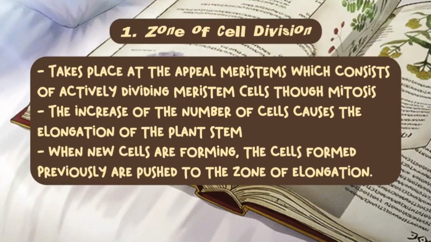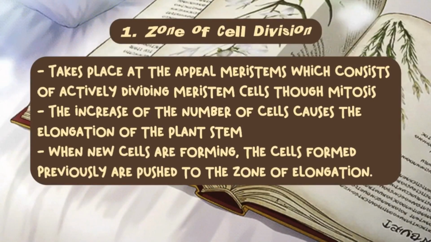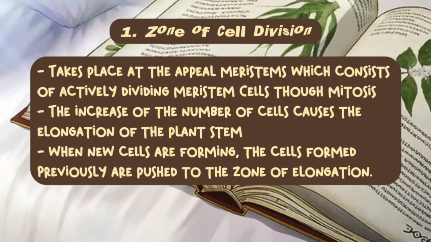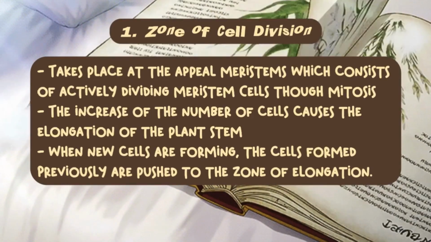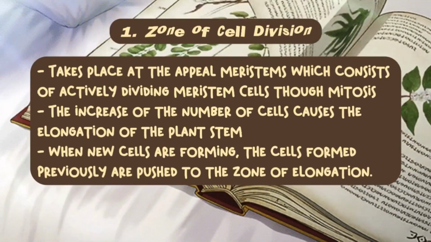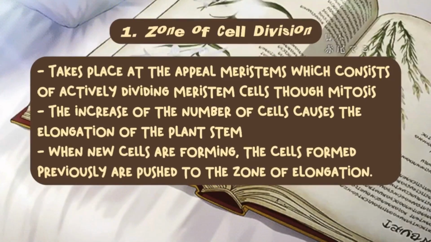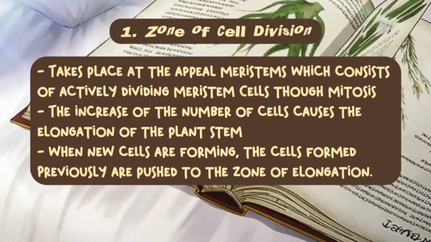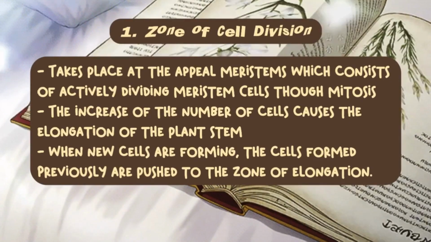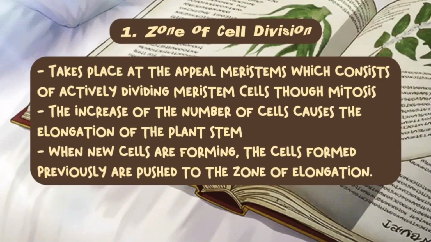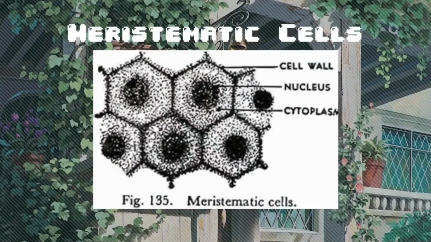Zone of cell division. It takes place at the apical meristems, which consist of actively dividing meristem cells through mitosis. The increase in the number of cells causes the elongation of the plant stem. When new cells are forming, the cells formed previously are pushed to the zone of elongation. In this figure of meristematic cells, the cell wall, nucleus, and cytoplasm are present.